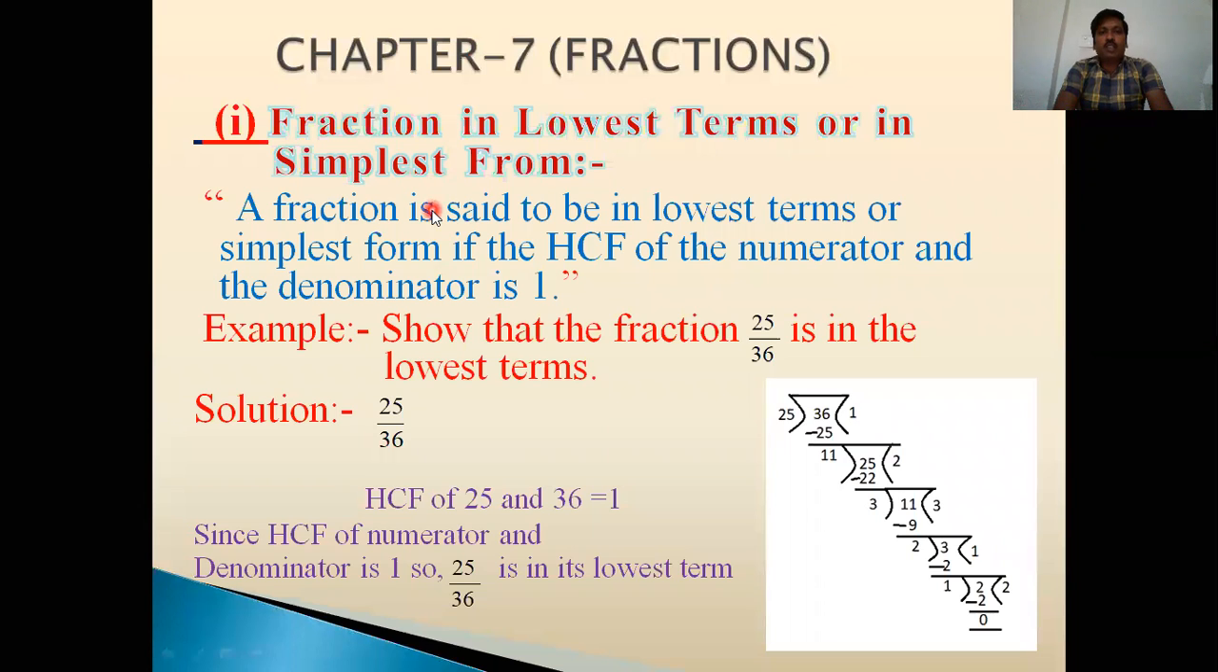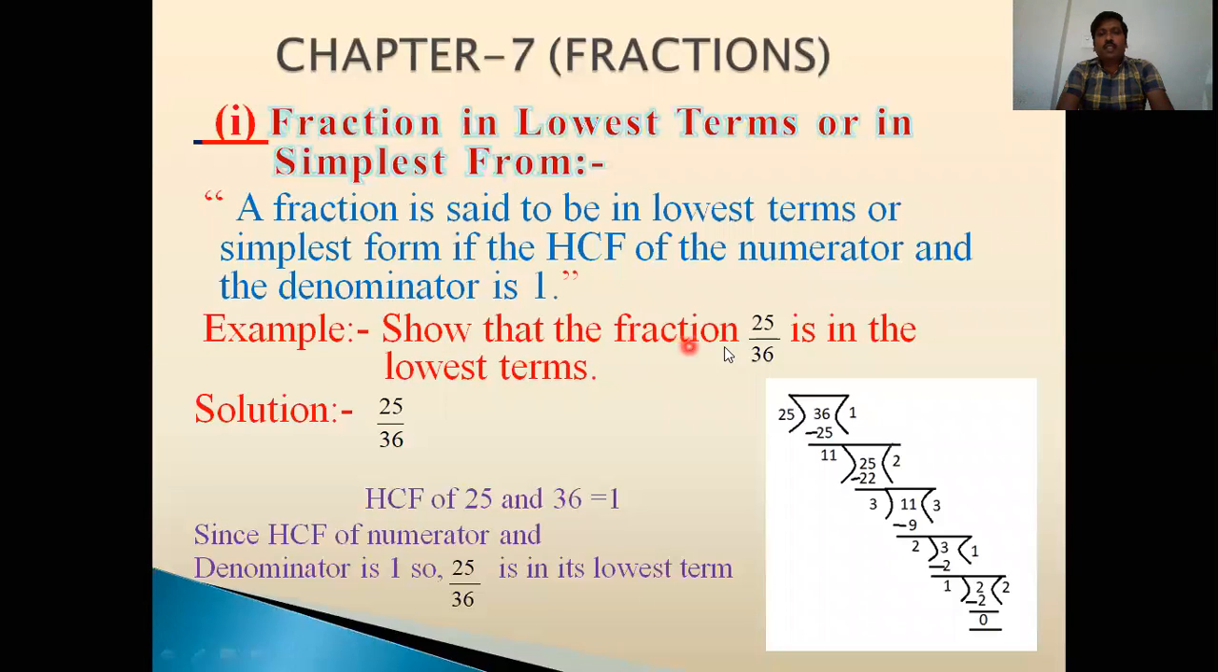Now first topic, fraction in the lowest term or in simplest form. A fraction is said to be in the lowest term or simplest form if the HCF of the numerator and the denominator is 1. It means if we want to find whether the given fraction is in simplest form or not, for this we will find the HCF of numerator and denominator first.